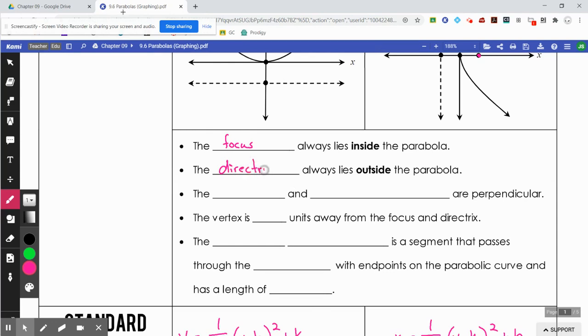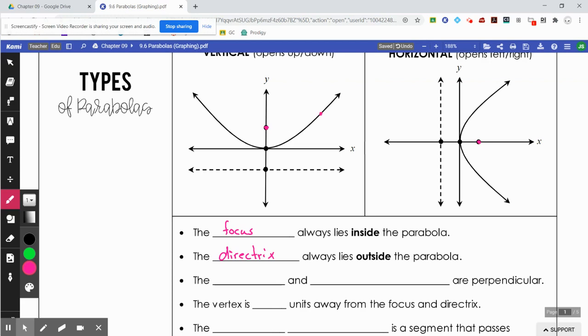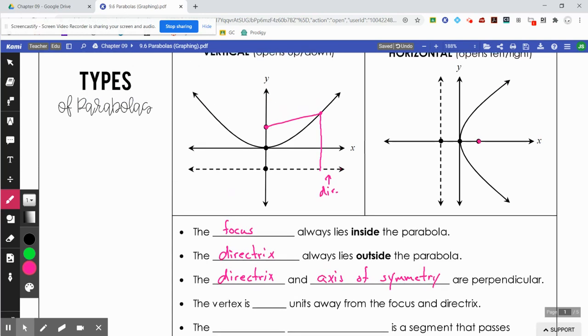The directrix is the line that the points are equidistant from. So this point is equidistant from the focus and from this directrix. Here's your directrix right here. This line would be the directrix. The blank and blank are perpendicular. That would be your directrix, which we just discussed, and the axis of symmetry. And we've done axis of symmetry before, the whole x equals negative b over 2a. This line right here that cuts it symmetrically. So your directrix and your axis of symmetry will always be perpendicular to each other.